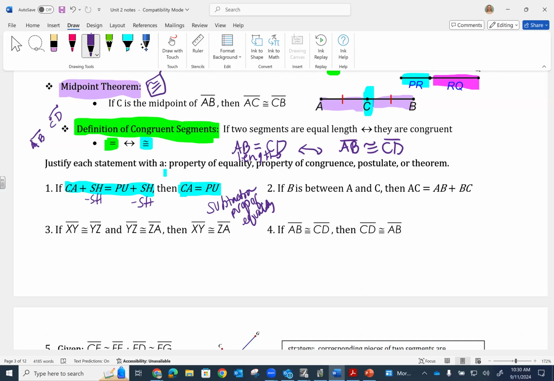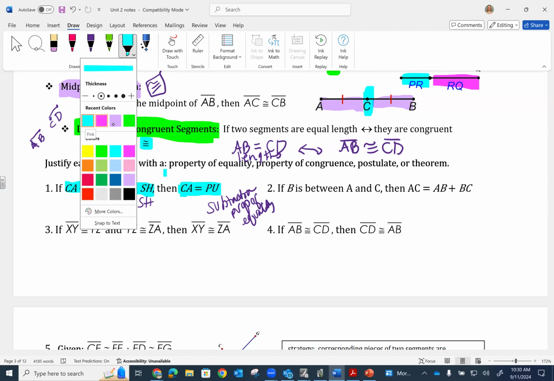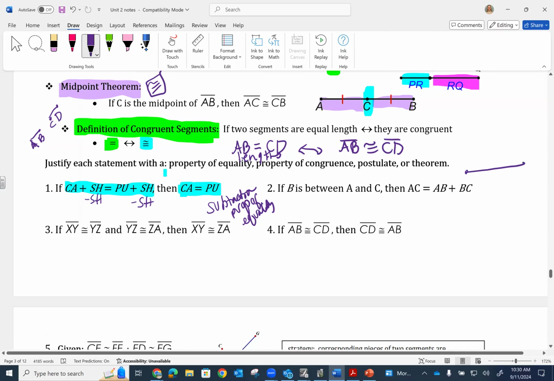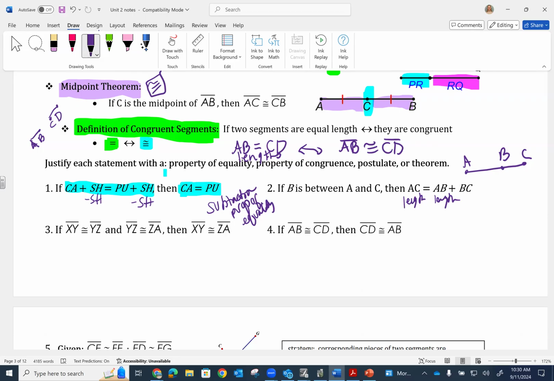Let's check out the next one. If B is between A and C, then AC equals AB plus BC. What are they actually saying? Let's think about it. Point B is in between A and C. It doesn't say halfway, it just says in between. It doesn't say midpoint. Then that means the length from A to C equals the length from A to B plus the length from B to C. So what is that? What is AB? AB is a segment, and so it's the length from A to B. So we're doing segment addition.